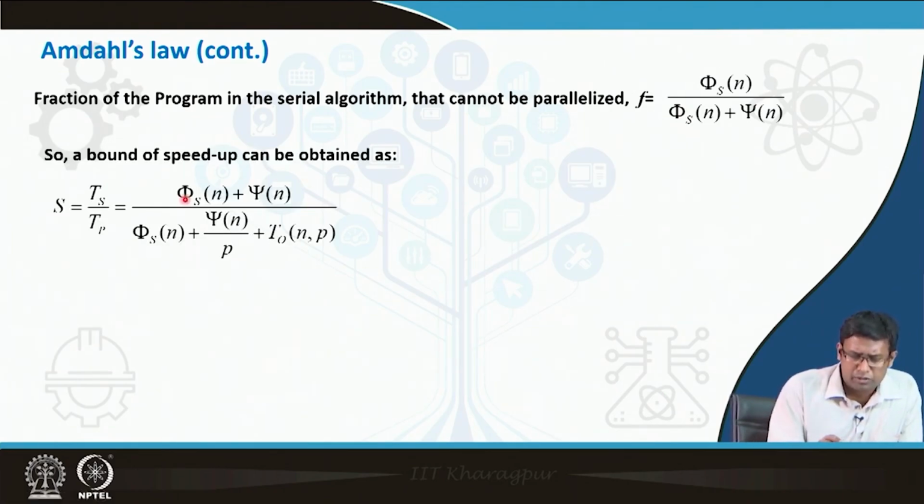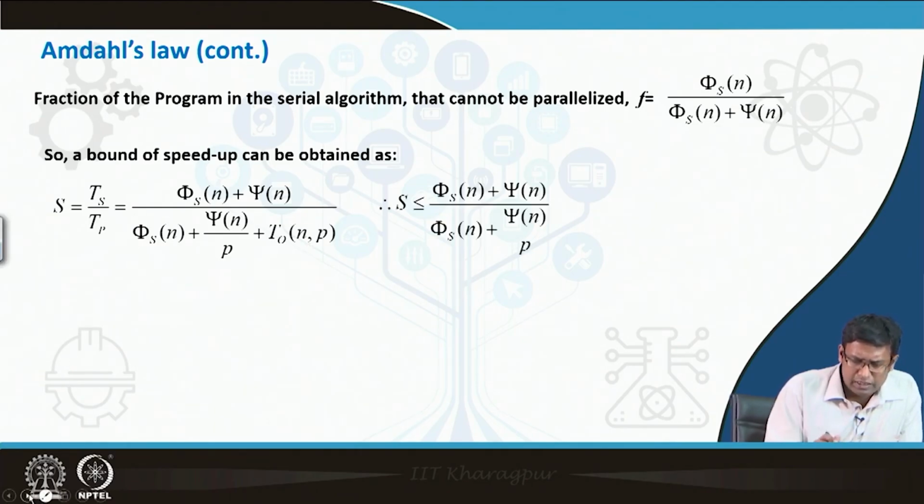So the speed up bound we can obtain: the speed up is equal to φs, we got this formula, plus ψn, over φs plus ψn by P plus T0 by n by P. As T0, the overhead, is always greater than 0, speed up is bounded as S is less than φs plus ψn divided by φs plus ψn by P.